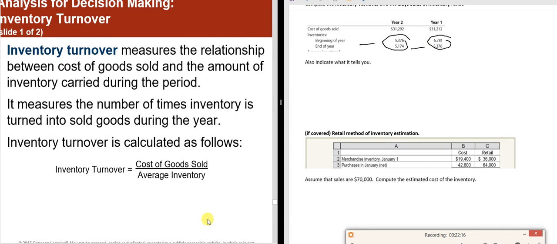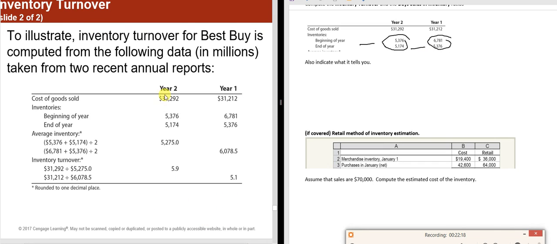Okay, so now that you've done that, I can see that I have 31,292 divided by that average, which is 5275. So I turn it over 5.9 times a year. 6 times a year, if I'm turning it over 6 times a year, that would be every 2 months. In year 1, I turned it over 5.1 times. So I want to turn it over more often, so I'm getting a little better.